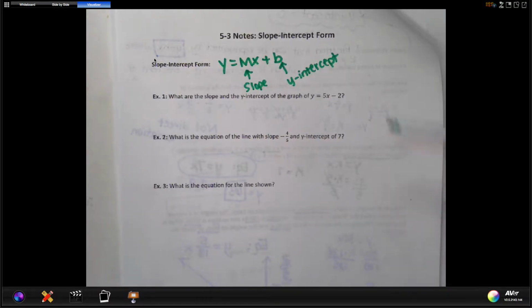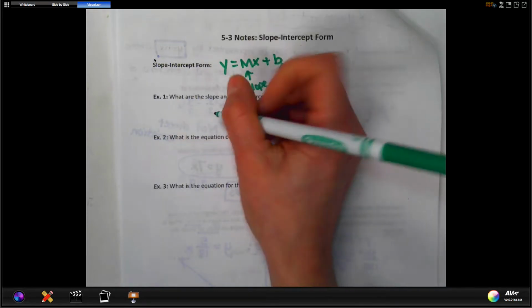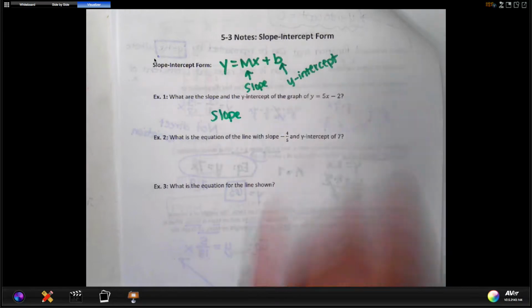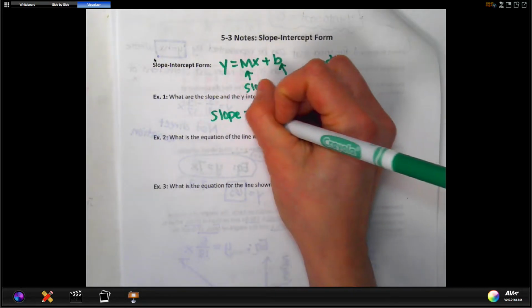So the types of questions in here are like this. This is a very straightforward question. It says, what are the slope and the y-intercept of the graph of y equals 5x minus 2? So what you do is you think to yourself, is y alone on one side of the equation? Yes, it is, right? So there's not really a lot of work to be done. What is the slope then of this equation? What's the slope, Emin? It's 5.